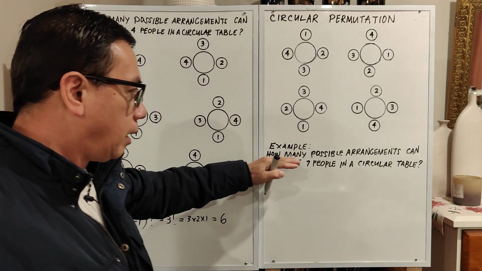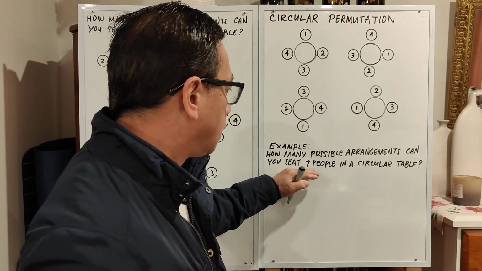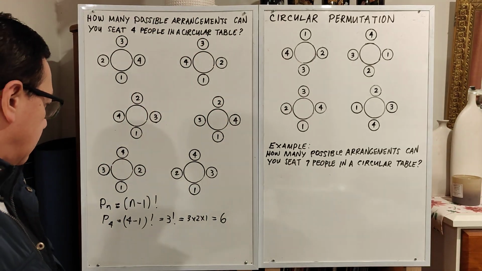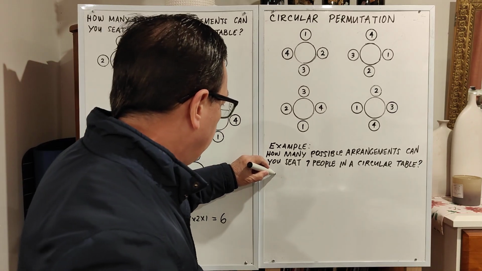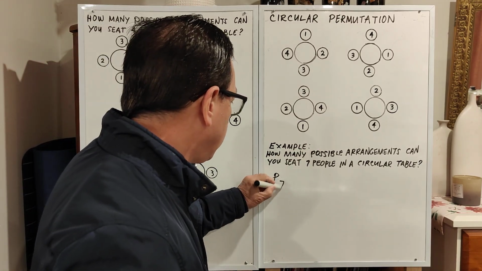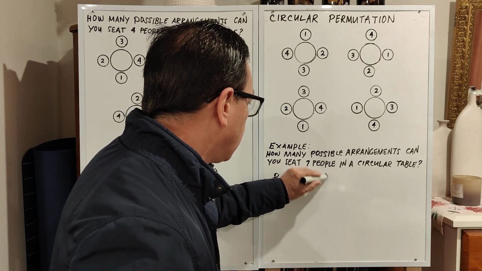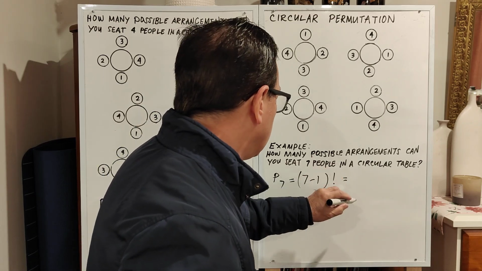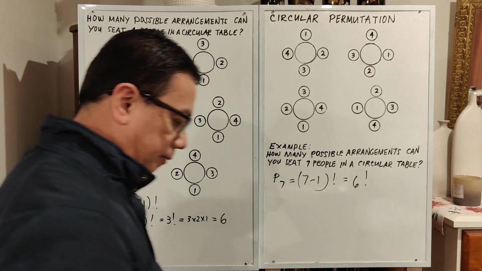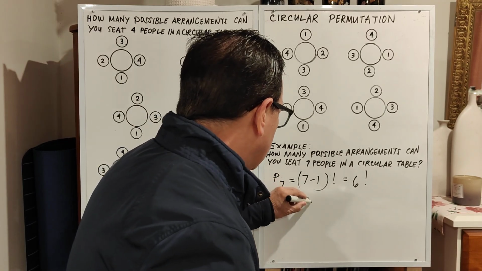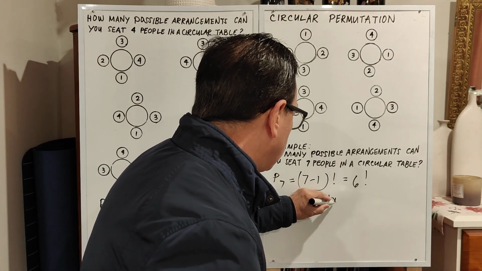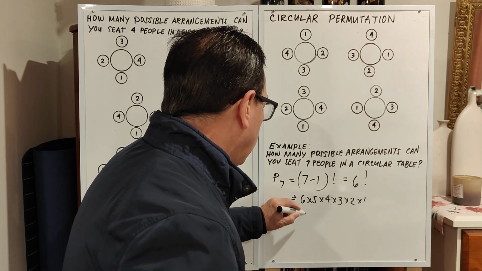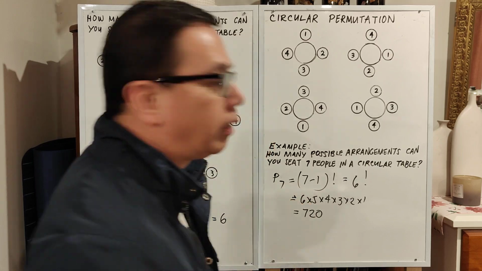Here's an example. How many possible arrangements can you seat 7 people in a circular table? Let us use the formula P. There are 7 people. P7 will be 7 minus 1 factorial. So that's 6 factorial. So this becomes 6 times 5 times 4 times 3 times 2 times 1. If you multiply all of that, it is 720.